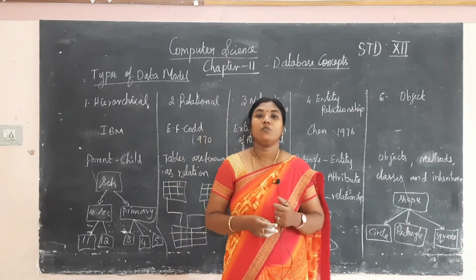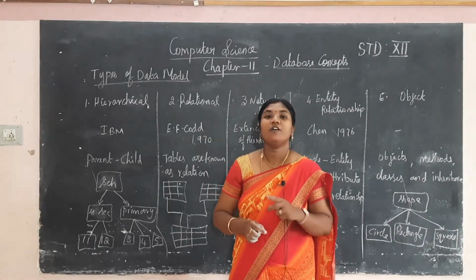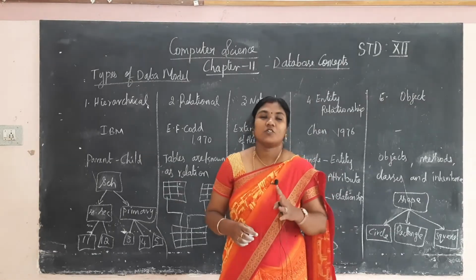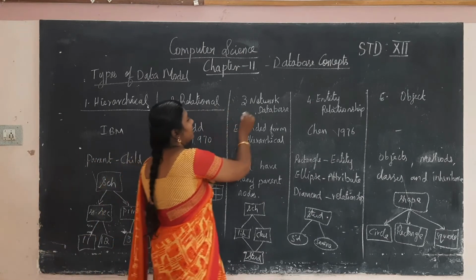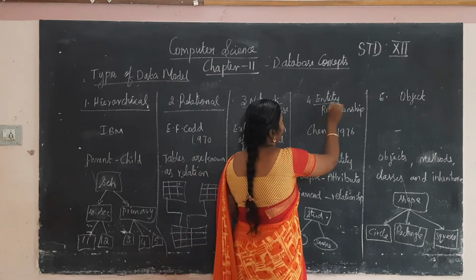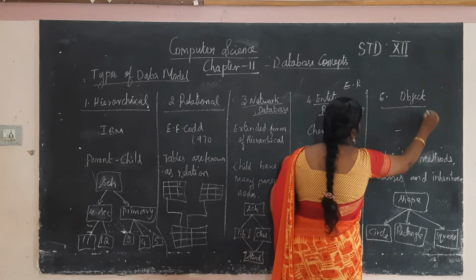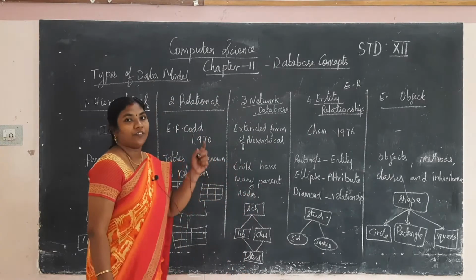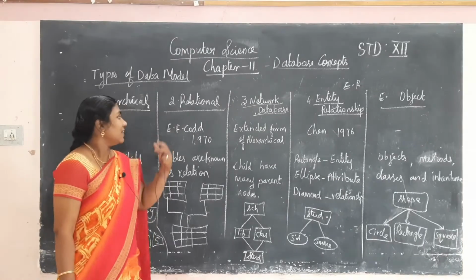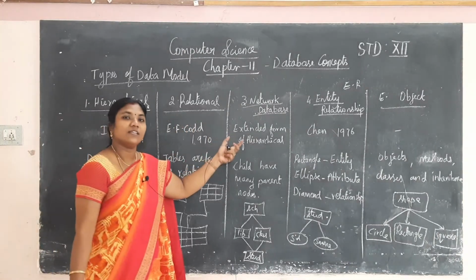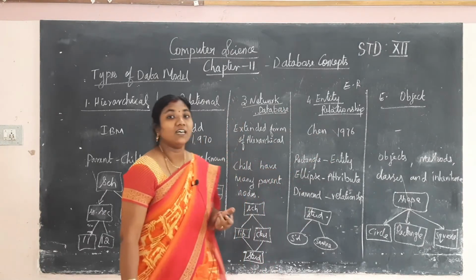Right. So now we are going to see the types of data model. Okay, so there are 5 types of data model. So what are they? First one is the hierarchical, second one relational, third one network database, fourth one entity relationship, that is ER, and fifth one object model. Okay, so we are seeing the 5 data models.